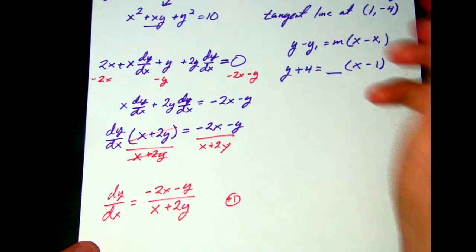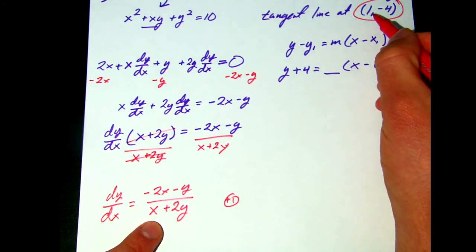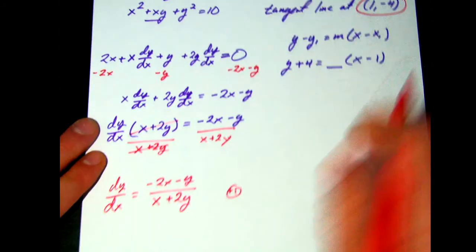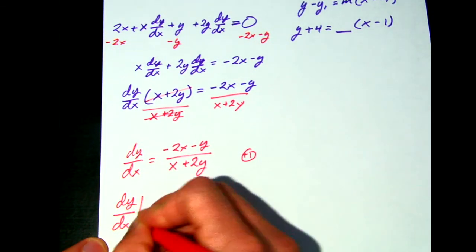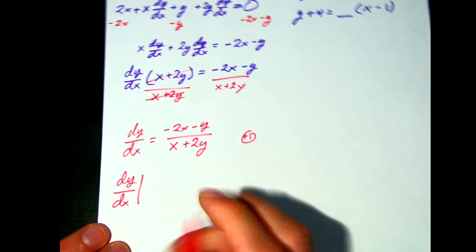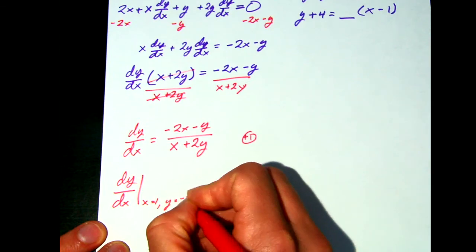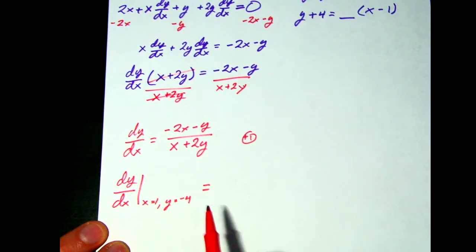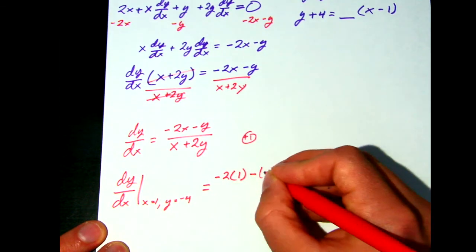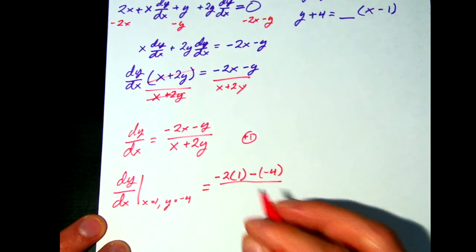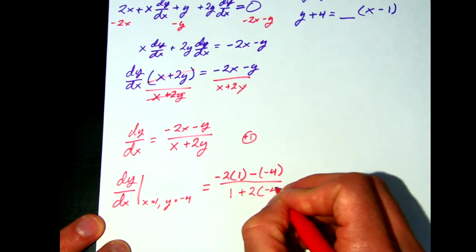But we want a tangent line at a point. We need a slope at a certain point. So I'm going to plug in 1 and -4. And you'll usually see this written as dy dx with a line, just like we did in the last integral problem. And they'll say, okay, x is 1, y is -4. And that just means, hey, we're plugging this stuff in. So -2 times 1 minus -4, over 1 plus 2 times -4.